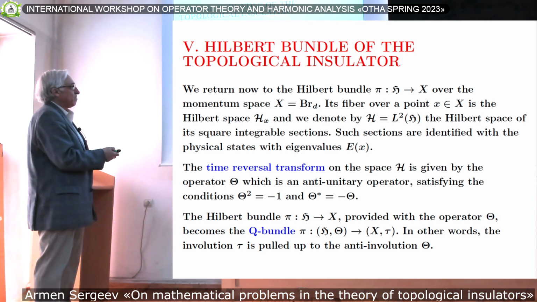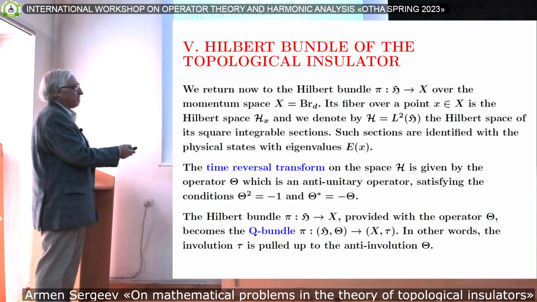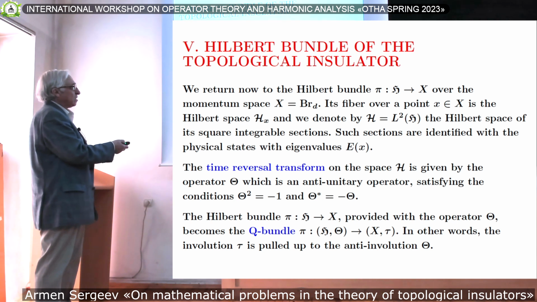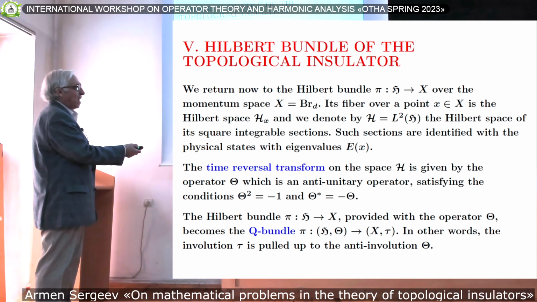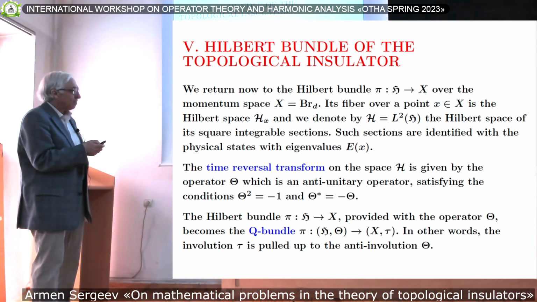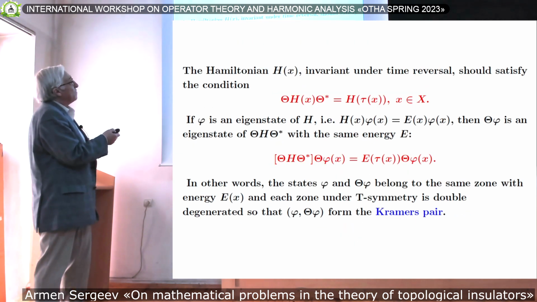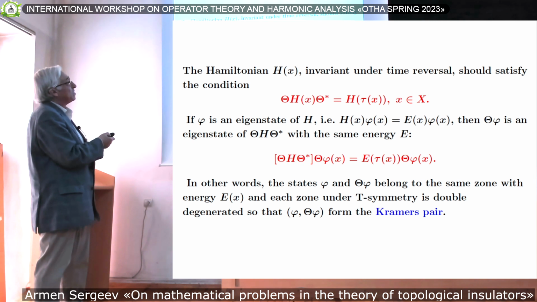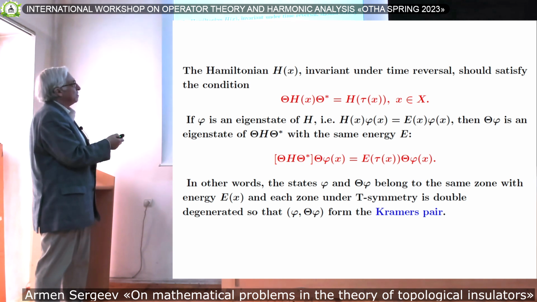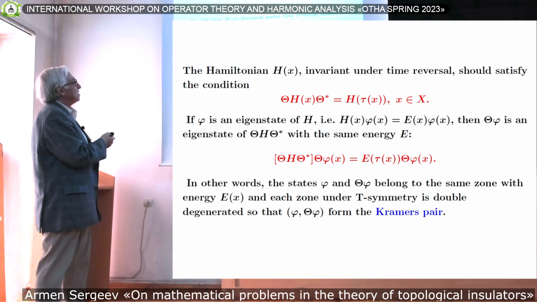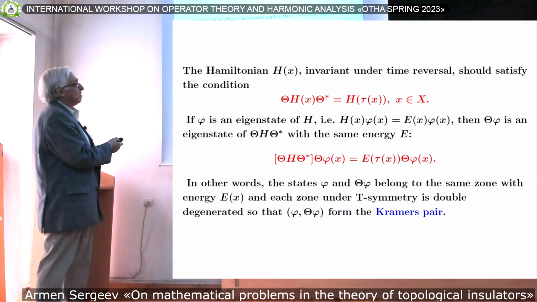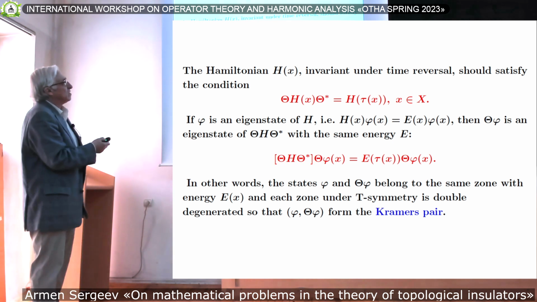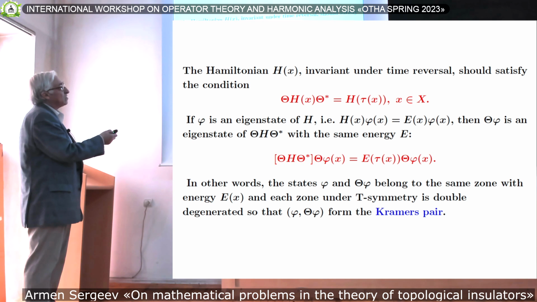So we can say that we had this tau, this involution on X, and we just pulled it back to H to get the anti-involution. The Hamiltonian H of x, invariant under time reversal, should satisfy this condition. I just rewrote the definition. If phi is an eigenstate of H, so H phi is equal to E phi, then theta phi is an eigenstate of theta H theta star with the same energy E, because we have this relation. So the energy is the same.